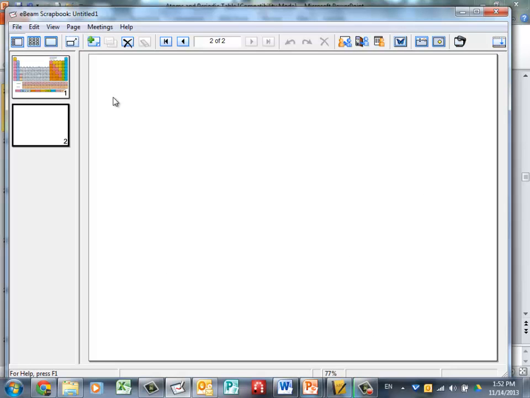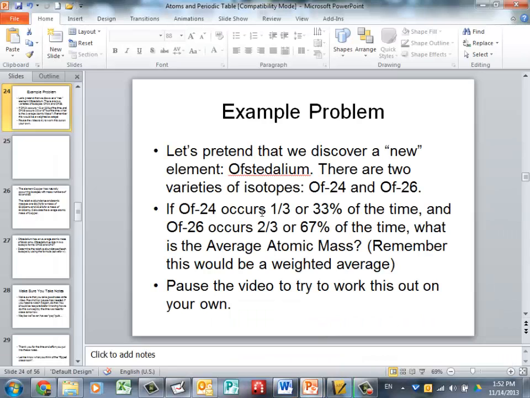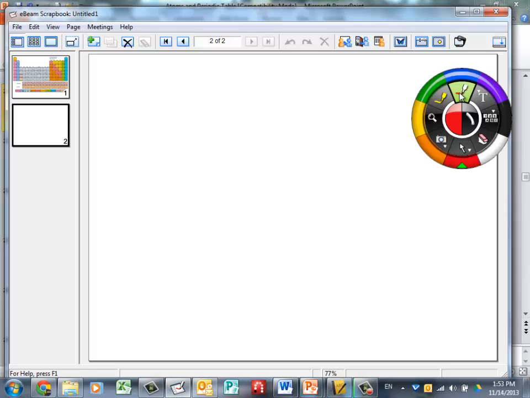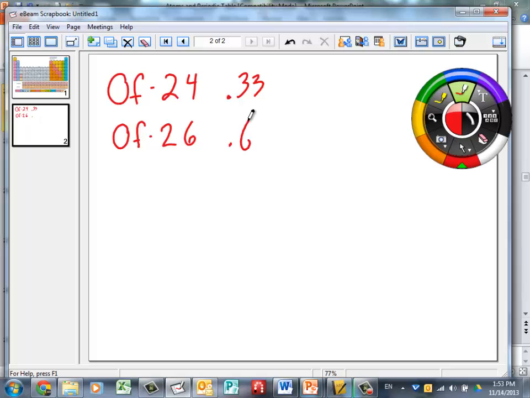So let's go through this as an example. From our work, we saw that austenitium exists as 24 and 26. So if we have austenitium-24 and austenitium-26, we're going to set the percentage for austenitium-24 as 33%, or 0.33, and for 26, 0.67.